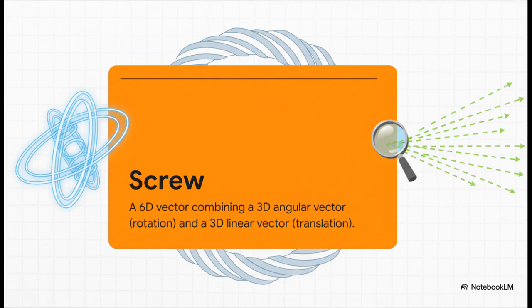Okay, so to capture this idea with math, we use something called a screw. Now, don't let the name intimidate you. A screw is just a 6-dimensional vector. And what it does is it cleverly packages a 3D vector for rotation and another 3D vector for translation into one single neat entity. No more juggling different pieces of math. It's all in one place.